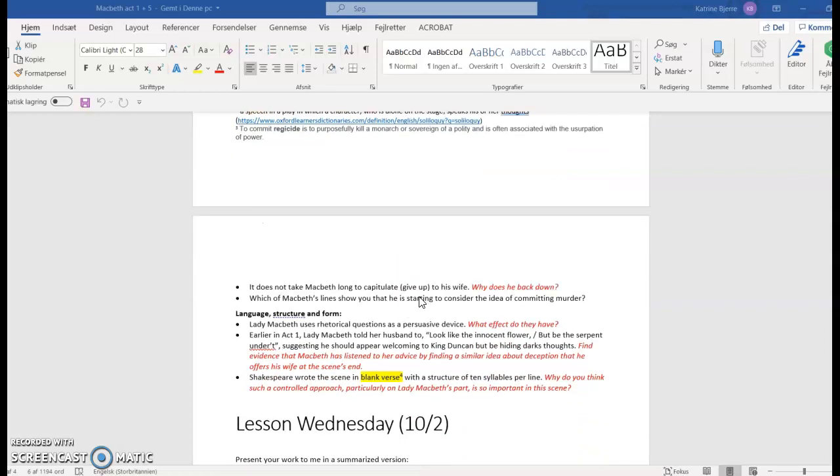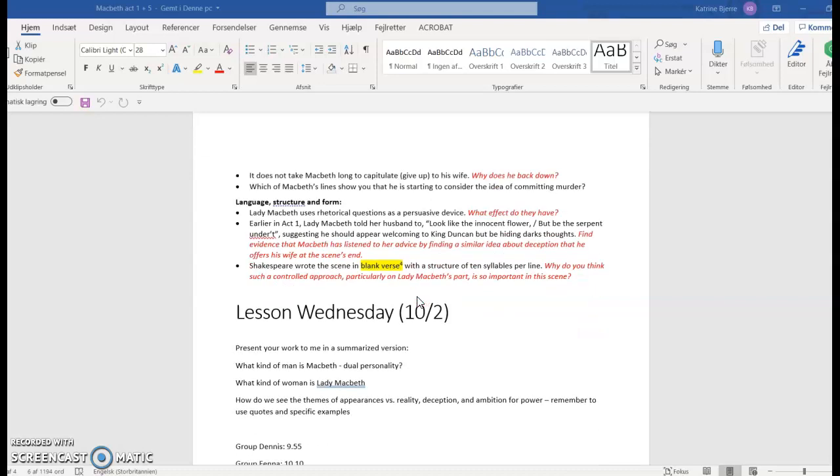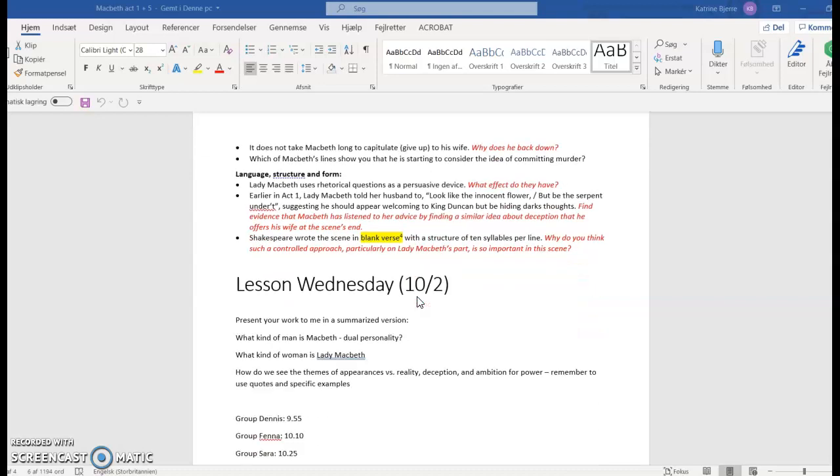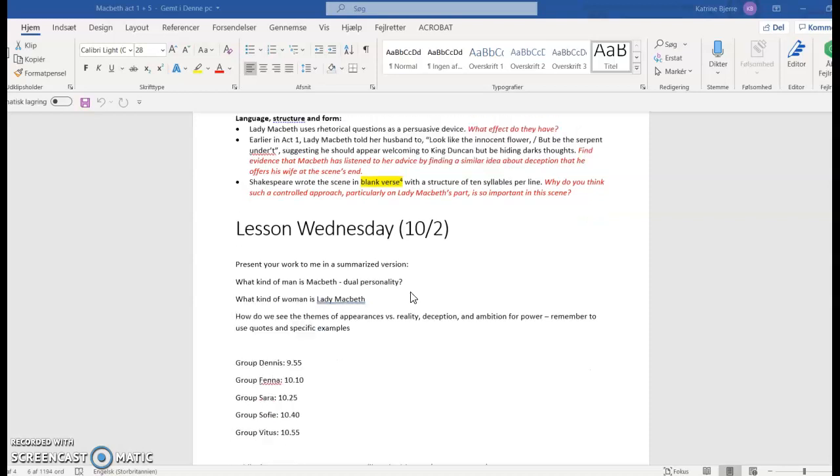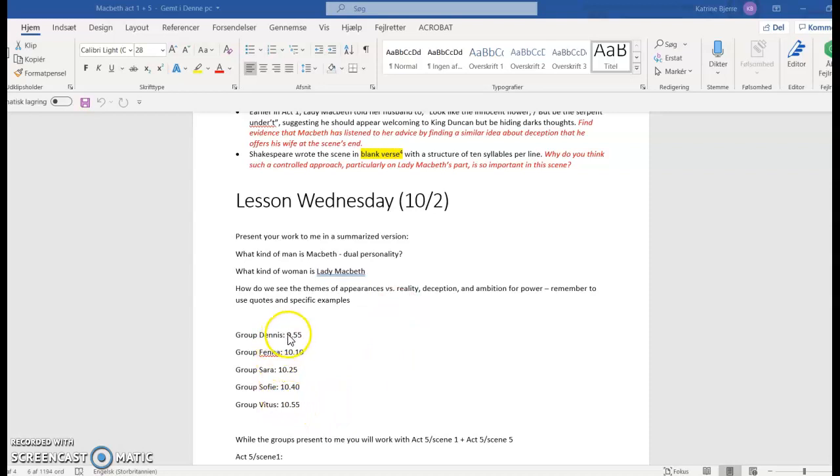Then on Wednesday, I want you to present your work to me, but not in the way that you tell me each of the questions and each of your answers. I want you to do it in a summarized version. You have to tell me something about Macbeth. What kind of man is he? What kind of woman is Lady Macbeth? And how do we see these themes? And then I would love to have some quotes. I've written down the times when the different groups are presenting to me, and I'll just join your team group.